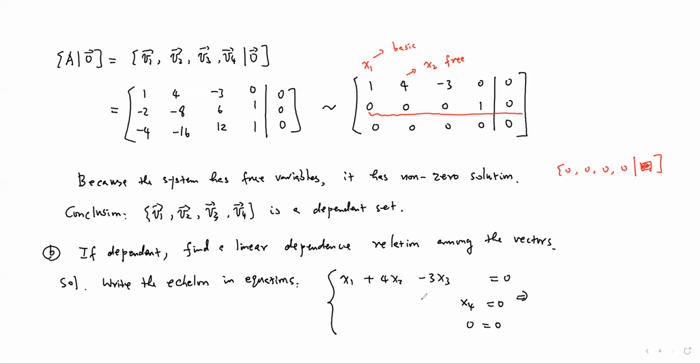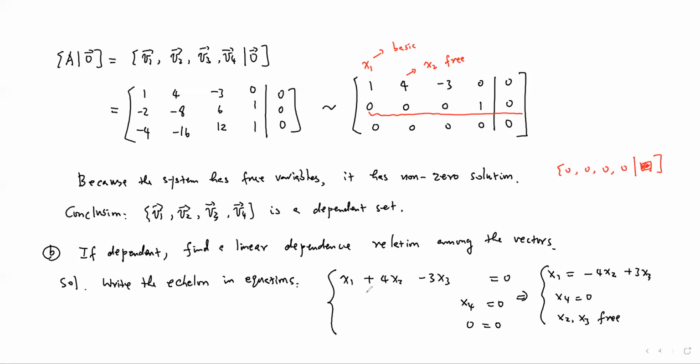Solve this linear system for basic variables in terms of free variables. The first equation: x1 is basic, x2 and x3 are free. Move them to the right side. Second equation, x4 is 0, and x2, x3 are arbitrary. This is the general solution of this linear system. General solution means all the solutions.